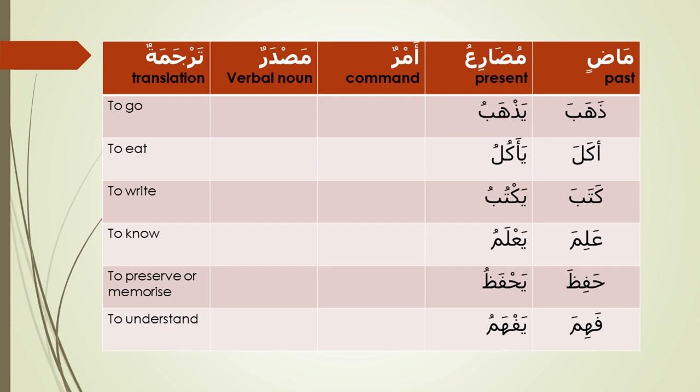Then on the next row or column, you have the present tense forms. So ذهب, its present tense is يذهب. أكل, its present tense is يأكل. كتب, يكتب. علم, يعلم. حفظ, يحفظ. فهم, يفهم. It should all be in your head. You should all have it memorized. After I give it to you, then you don't need to look into a dictionary again. I did all of those without using a dictionary.